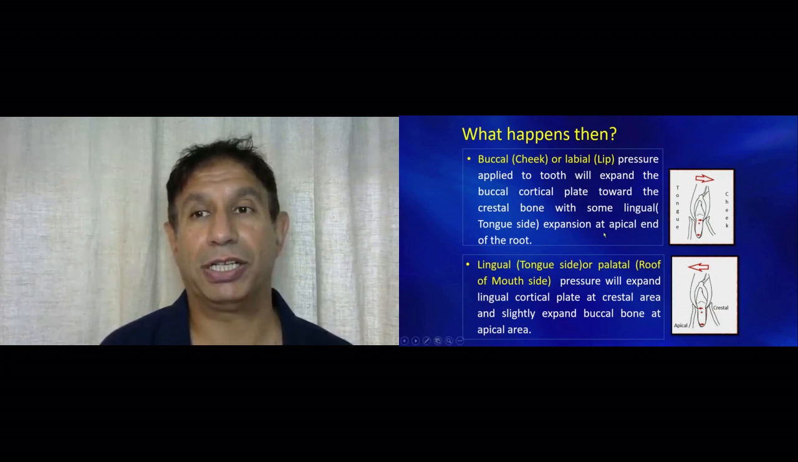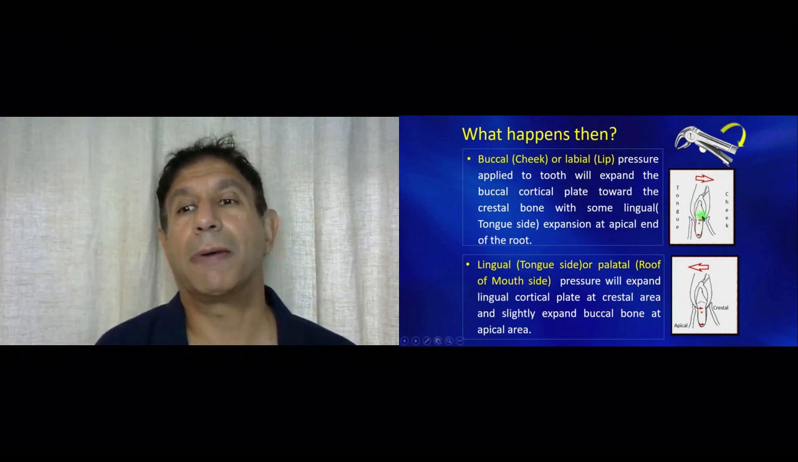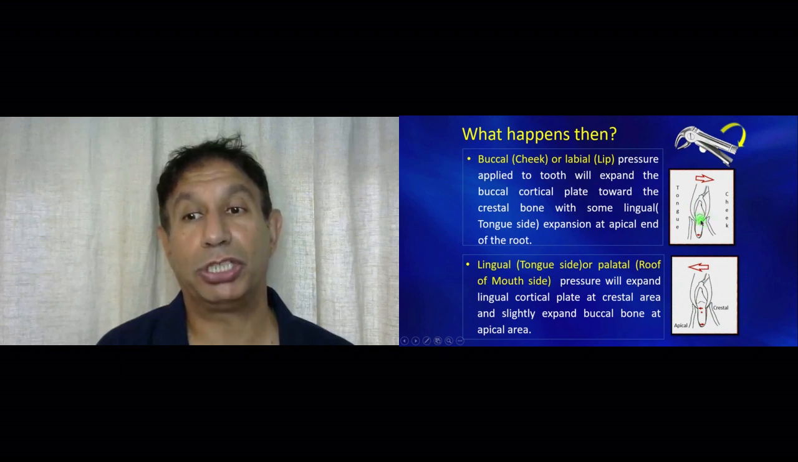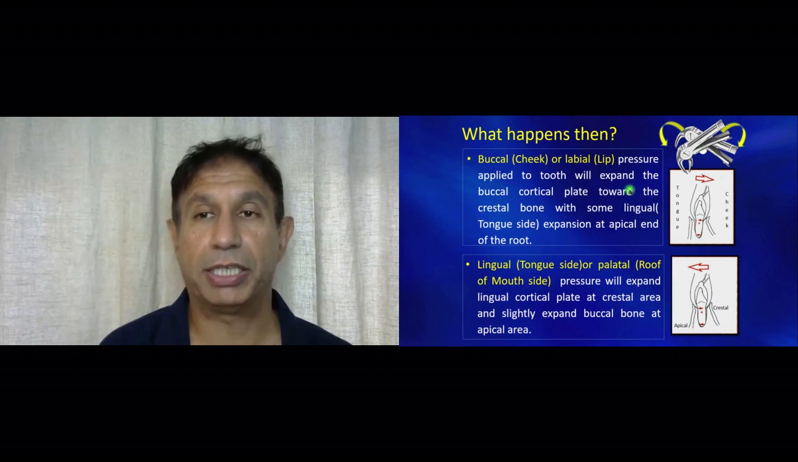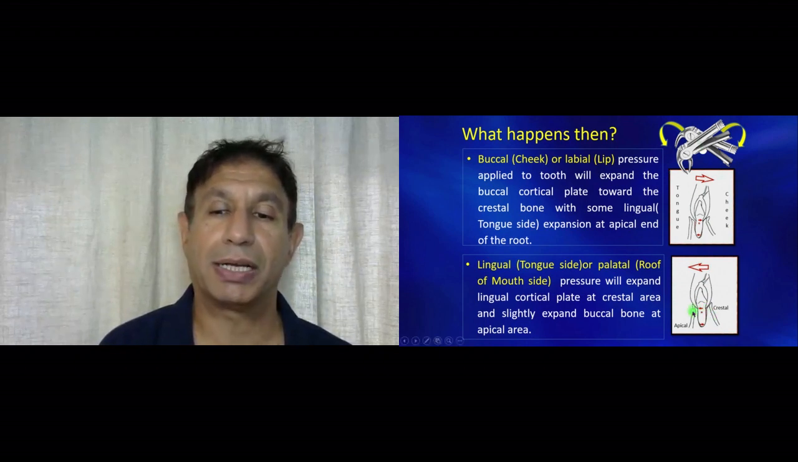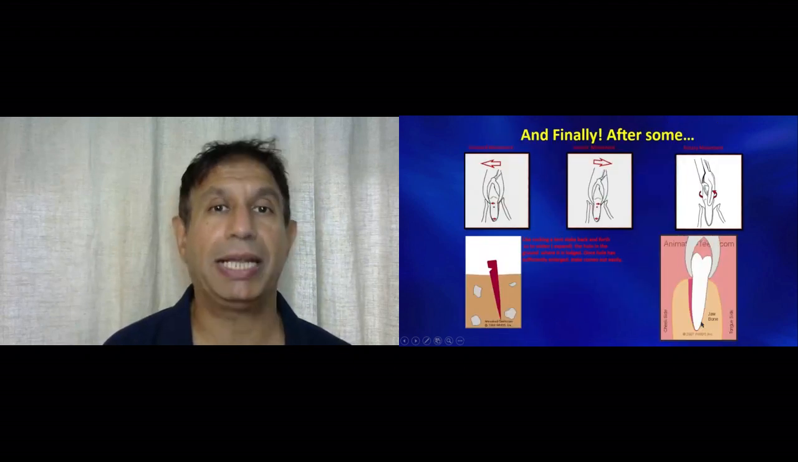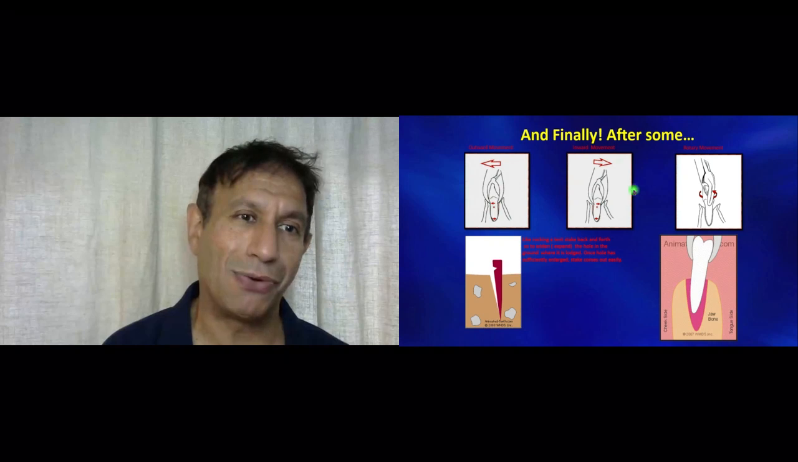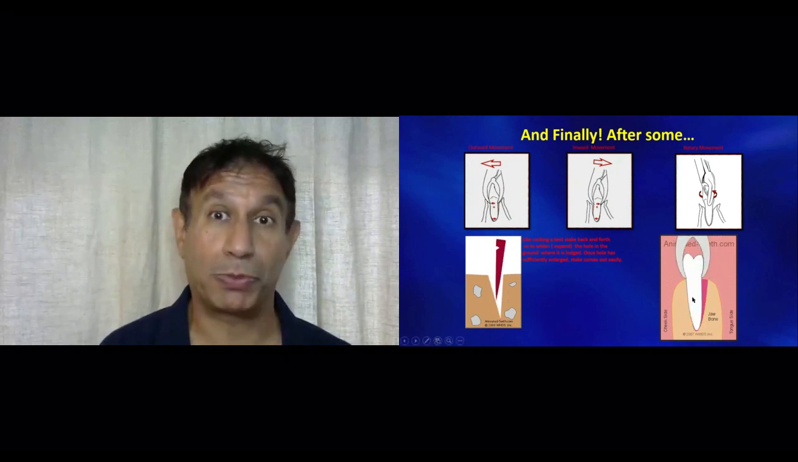As you tilt your wrist towards the cheek side, you are compressing the crestal bone on the cheek side and the apical bone on the root side. Then you tilt it onto the tongue side and you're compressing the crestal bone on the tongue side and the apical bone on the cheek side. It is essentially like taking a tent peg from the ground with an outside-inside rotary movement, and out pops the tooth.